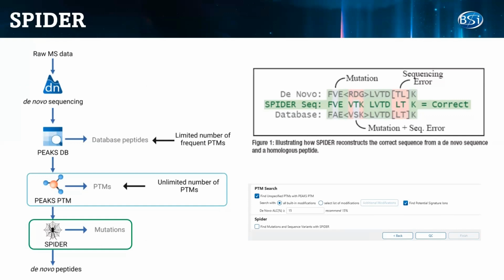In addition to PTMs, PEAKS can also search for sequence variants using the Spider algorithm. Following a database search and the optional PEAKS PTM search, the Spider search can be run. The Spider algorithm takes de novo tags and attempts to match them to database proteins. PEAKS considers the possibility of de novo sequencing errors and mutations to reconcile the differences between the de novo tag and a similar database peptide that is not an exact match.